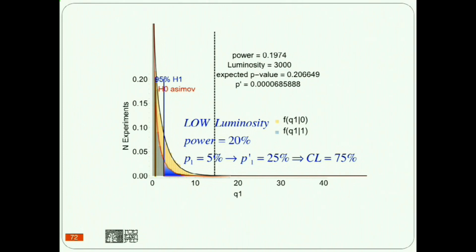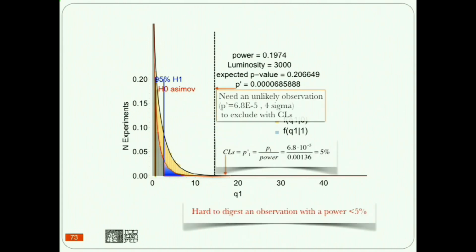And it should, because when the luminosity is low, the signal plus background equals about the background, so it's the same distribution, more or less. So if I was tempted to exclude the Higgs with a p-value of 5% here, the power is only 20% here. So the p prime becomes 25%, and the confidence level drops from 95 to 75%. There's nothing I can do, and that's the way CLs works.